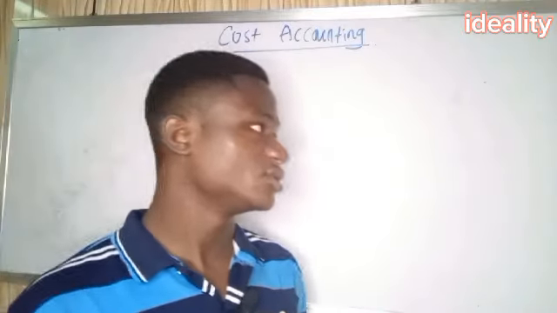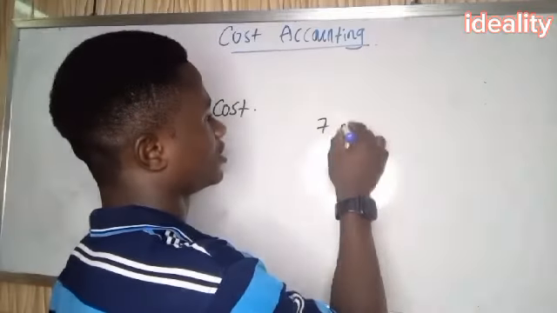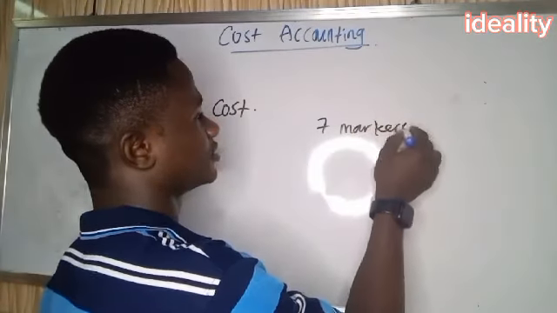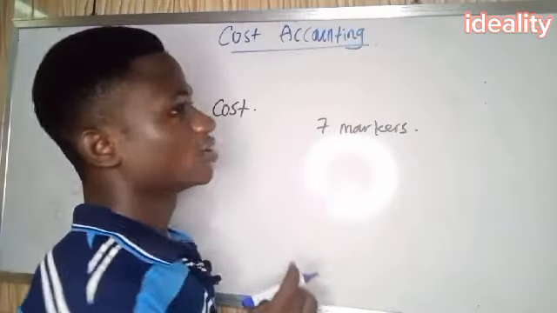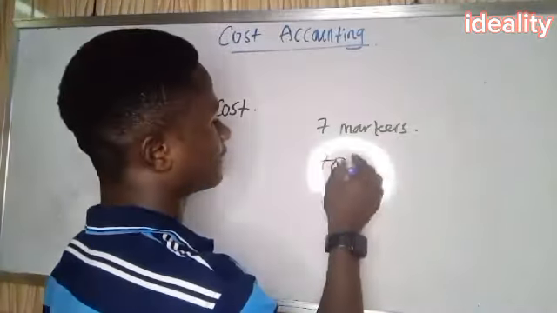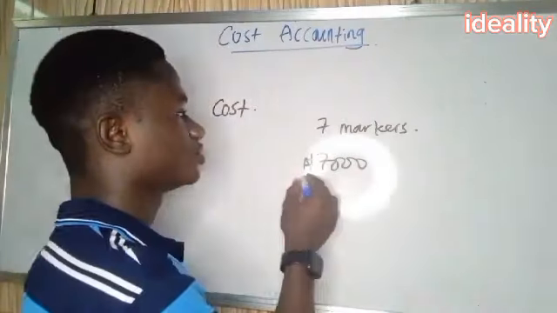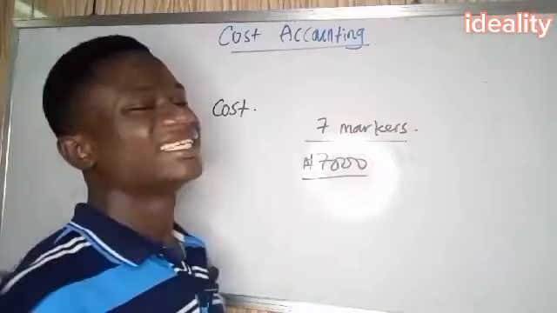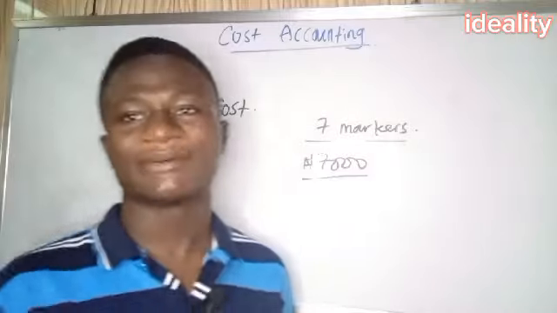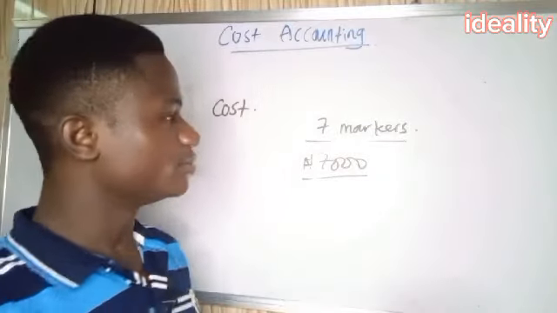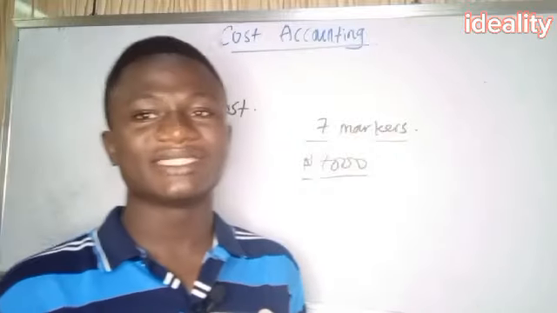Okay, let me give you a good illustration now. Imagine I produce 7 markers with a cost of 7,000 naira. Now this 7,000 naira, that is the cost of these 7 markers, is the money value. That means the amount I paid to be able to produce these 7 markers is 7,000 naira. That is what we mean by the money value.